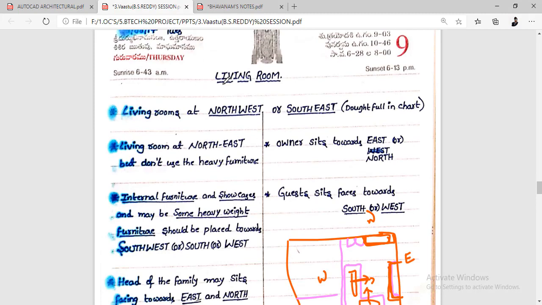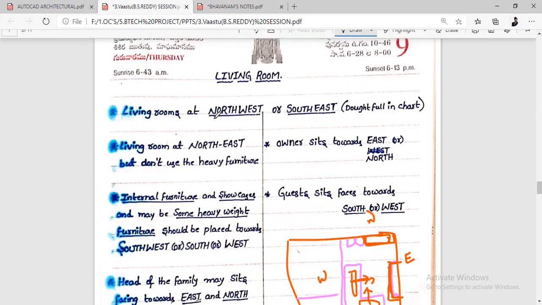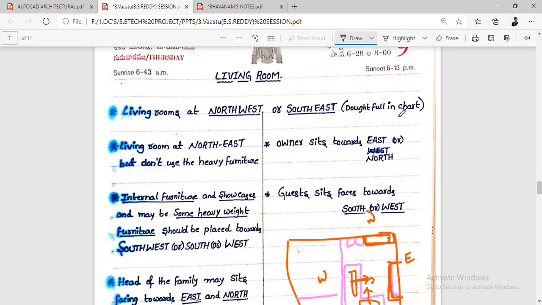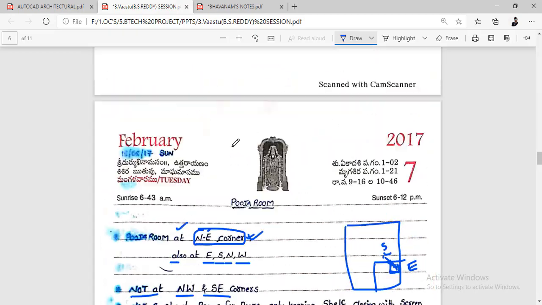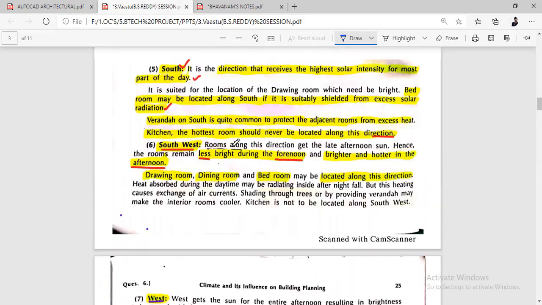And coming to the living room. The living room is in the northwest or southwest, doubtful in the chart. I will show you the chart at the last as well. So the southeast or northwest, living room at northeast, but don't use heavy furniture. So what is the northeast? If you go to the northeast, what is the corner of this northeast?